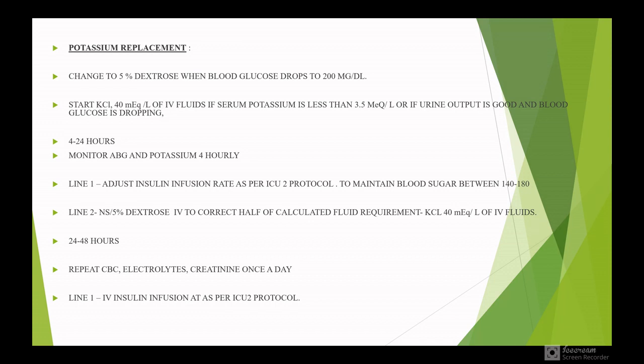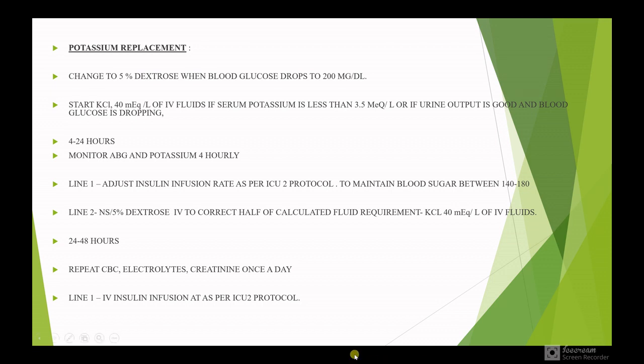Now, for 4 hours we did this. After 4 to 24 hours, what do we have to do? Monitor ABG and potassium 4 hourly. And of the two IV lines we have opened, line 1 we have to continue, adjusting the insulin infusion rate as per our ICU protocol. Here ICU protocol is written as per our hospital setting. So as per our protocol we have to maintain the blood sugar between 140 to 180 mg per dL. And in line 2, we have to give NS or 5% dextrose IV to correct half of the calculated fluid requirement, or KCl 40 mEq per L of IV fluids.